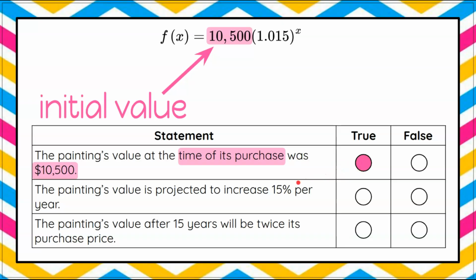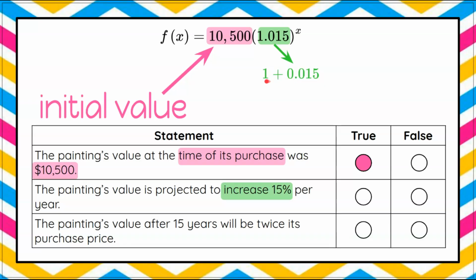Moving on to the next statement. The painting's value is projected to increase 15% per year, meaning it's exponentially appreciating. It's growing in value. Well, let's check this out. We look to our power in our exponential function, and we look at the base, and we can see that that is 1.015. That is 100% of its initial value plus this amount.